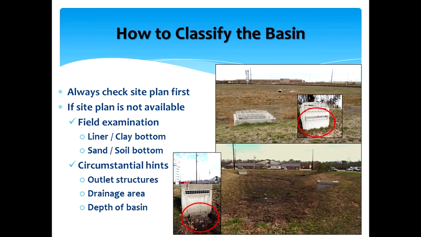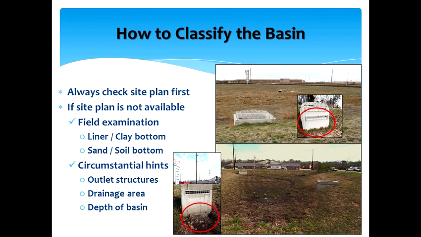Another hint is the size of the drainage area. For wet ponds and constructed wetlands, the drainage area requirement is at least 10 acres for a wet pond and 10 to 25 acres for a constructed wetlands. For an infiltration basin or detention basin, the drainage area can be much smaller.